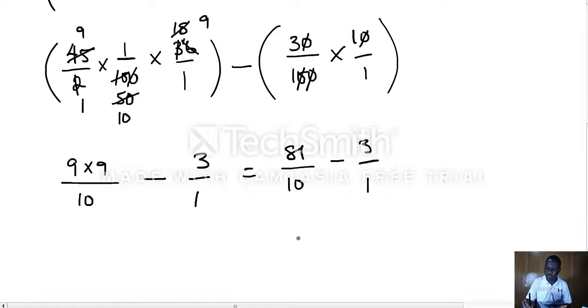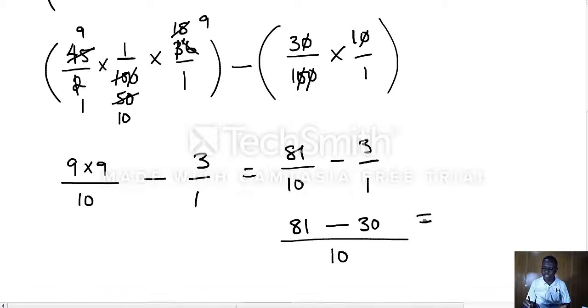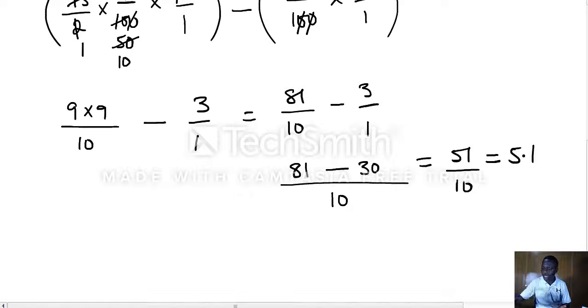We will now look for the LCM. The LCM of 10 and 1 is 10. 10 into itself is 1. 1 times 81 is 81, minus 10 divided by 1 is 10, 10 times 3 is 30. So therefore this is equal to 81 minus 30. That will be 51 divided by 10. And 51 divided by 10 is said to be 5.1. So what's the question?